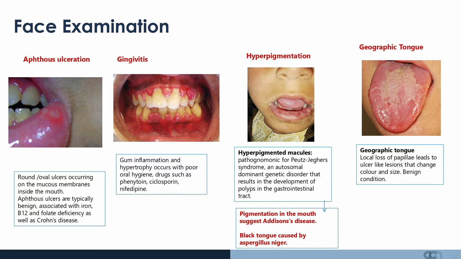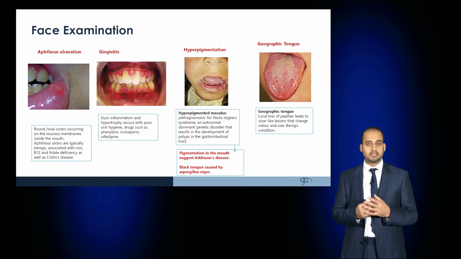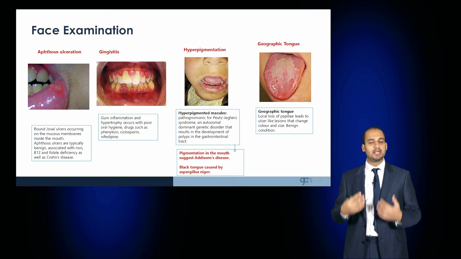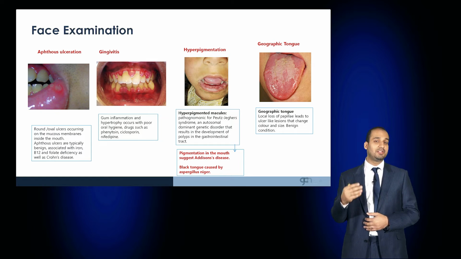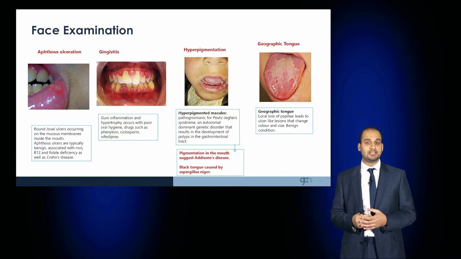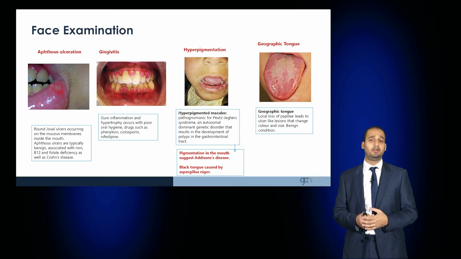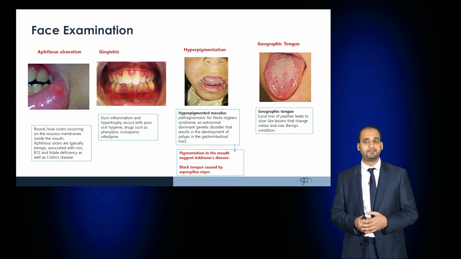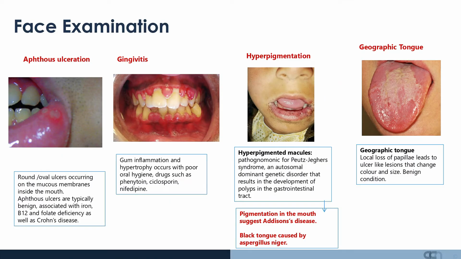Inspect for any signs of hyperpigmentation. Hyperpigmented macules are pathognomonic for Peutz-Jeghers syndrome, an autosomal dominant genetic disorder that results in the development of polyps in the GI tract. Pigmentation can also indicate Addison's disease. And note that a black tongue can be caused by a fungal infection, Aspergillus niger. A geographic tongue is where there's local loss of papillae, as you can see here, that leads to ulcer-like lesions that change in colour, and this is a benign condition. So there are a lot of signs that you can pick up in the face.